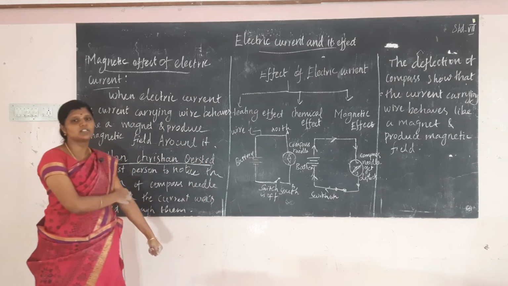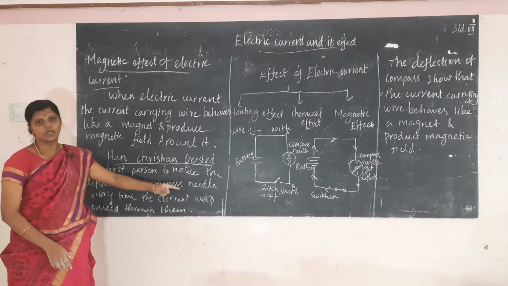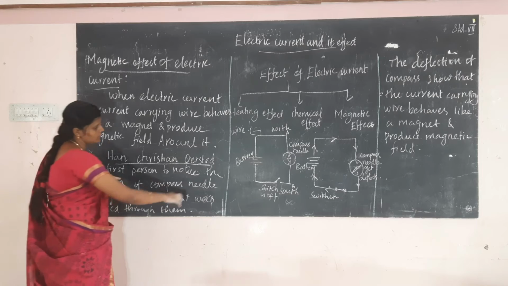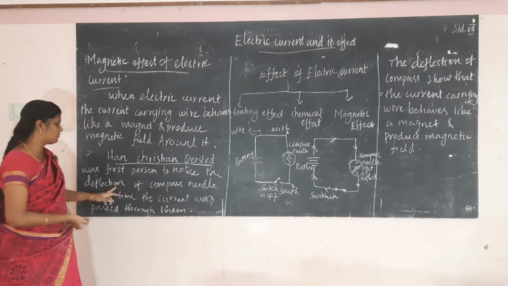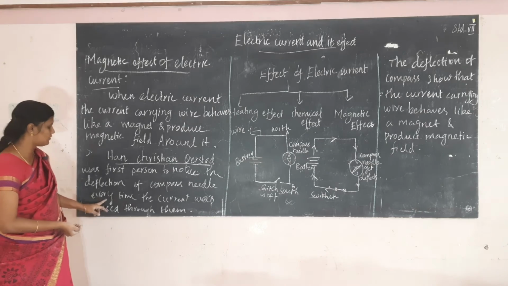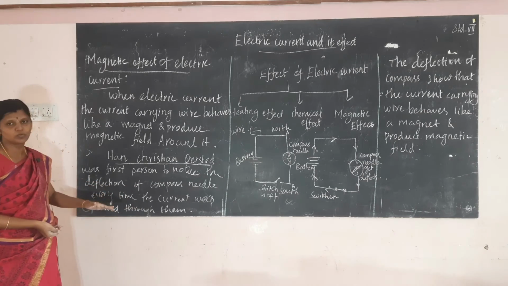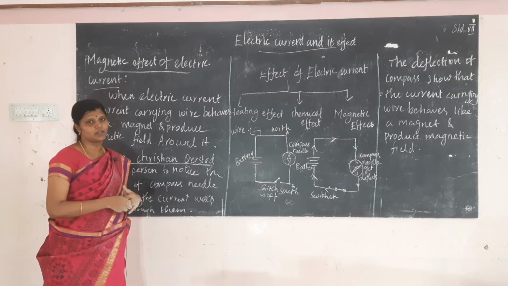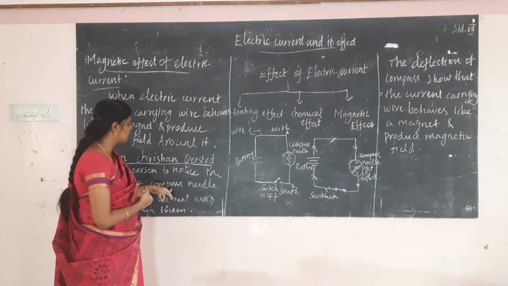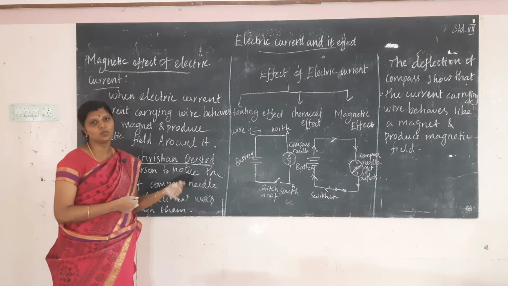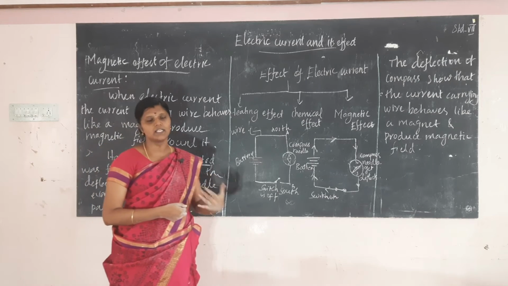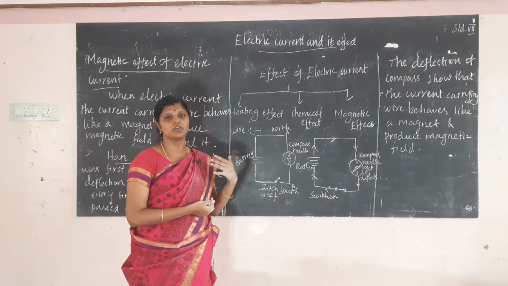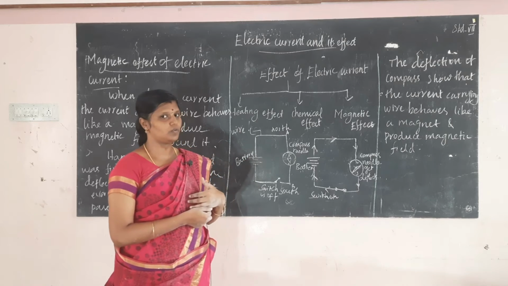It was first noticed by Hans Christian Ørsted. Through this activity, he noticed the deflection of the compass needle every time the current was passed through the wire. So the connecting wire behaves like a magnet and also produces a magnetic field around it.